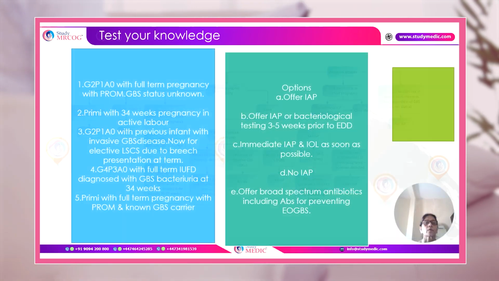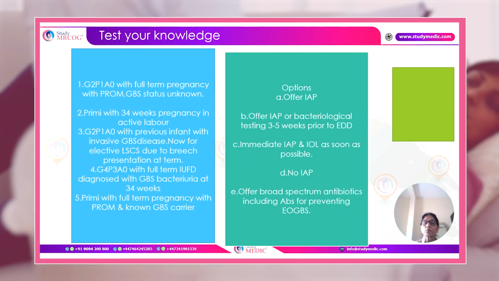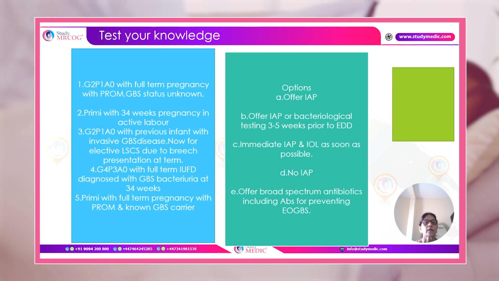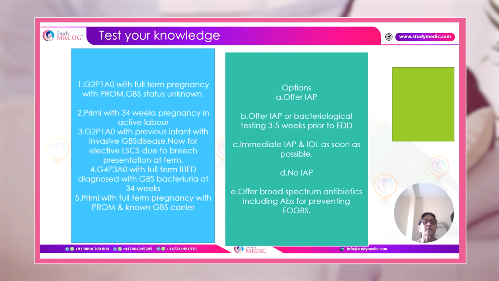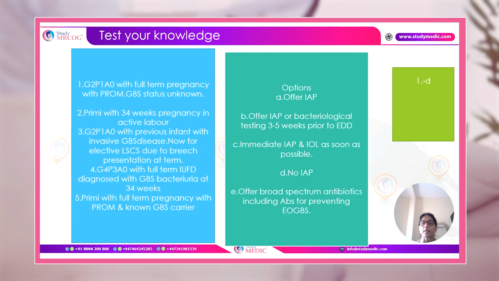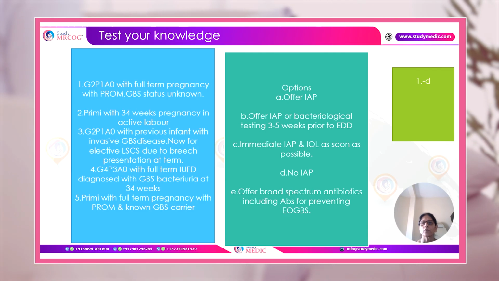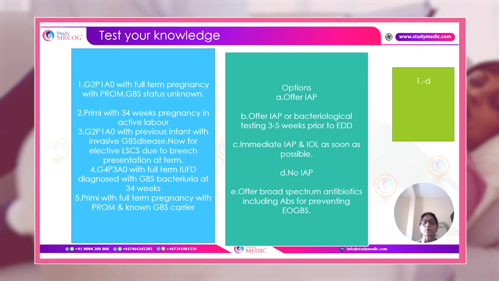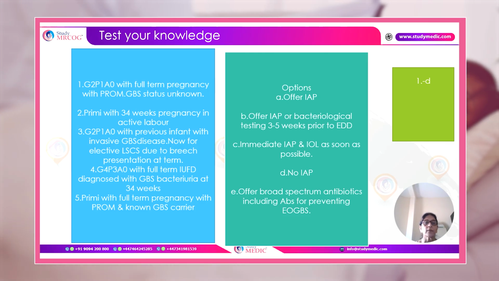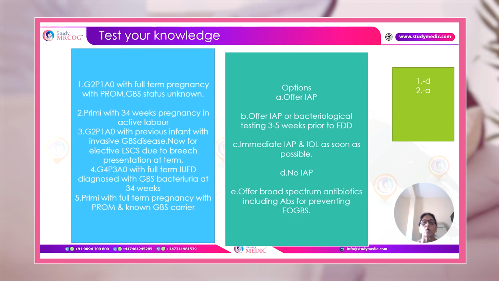So these are a few other examples of the type of questions that are going to be there. Any woman with a full-term pregnancy, GBS status unknown, who has come with pre-labor rupture of membranes: for her, no need to give intrapartum antibiotic prophylaxis because she is a term pregnancy. 34 weeks of pregnancy in labor, she is a primi. You don't know about her status, but because she is preterm, you will offer her intrapartum antibiotic prophylaxis.